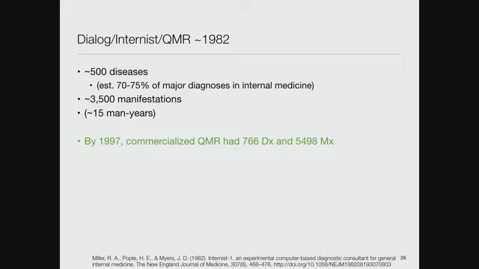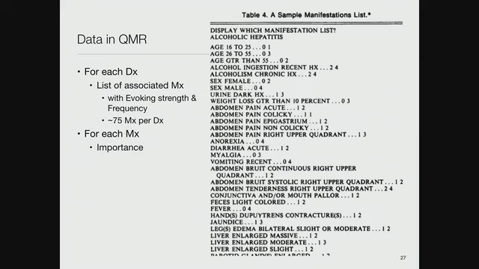So they made it considerably larger. Details: I've tried to put references on all the slides. So here's what data in QMR looks like. For each diagnosis, there's a list of associated manifestations with evoking strengths and frequencies. I'll explain that in a minute. On average, there are about 75 manifestations per disease.